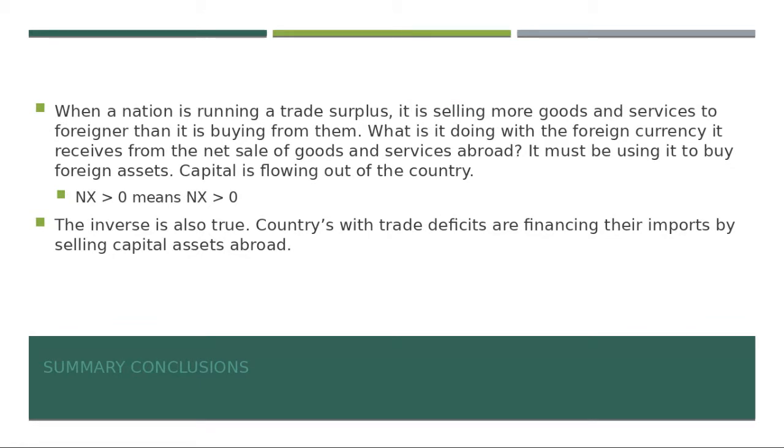Now, when a nation is running a trade surplus, it is selling more goods and services to foreigners than it is buying from them. What is it doing with the foreign currency it receives from the net sale of goods and services abroad? It must be using it to buy foreign assets. Capital is flowing out of the country. So net exports greater than zero means net capital outflow is also greater than zero. The inverse is also true. Countries with trade deficits are financing their imports by selling their capital assets abroad.